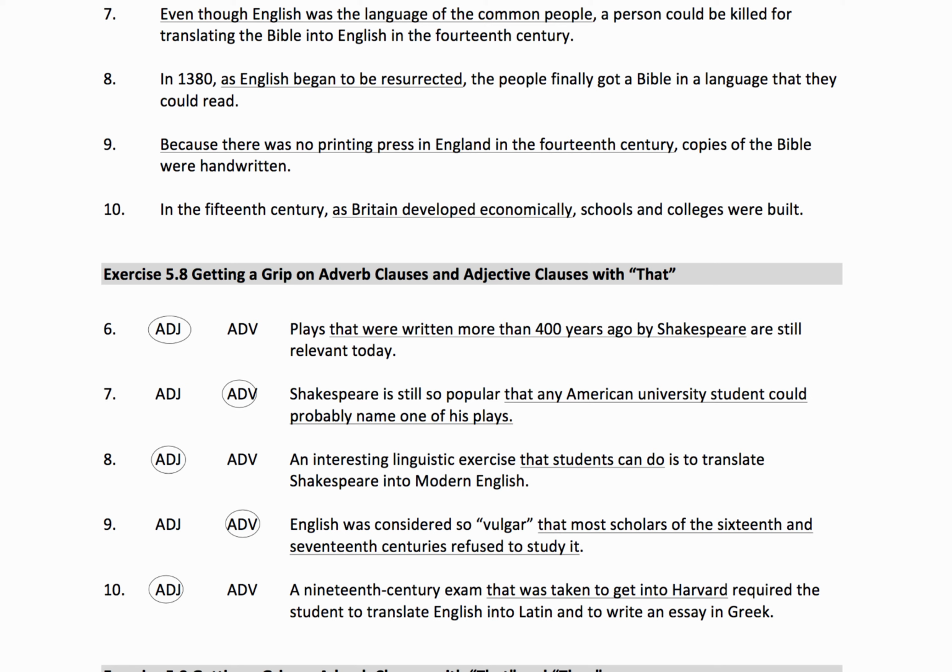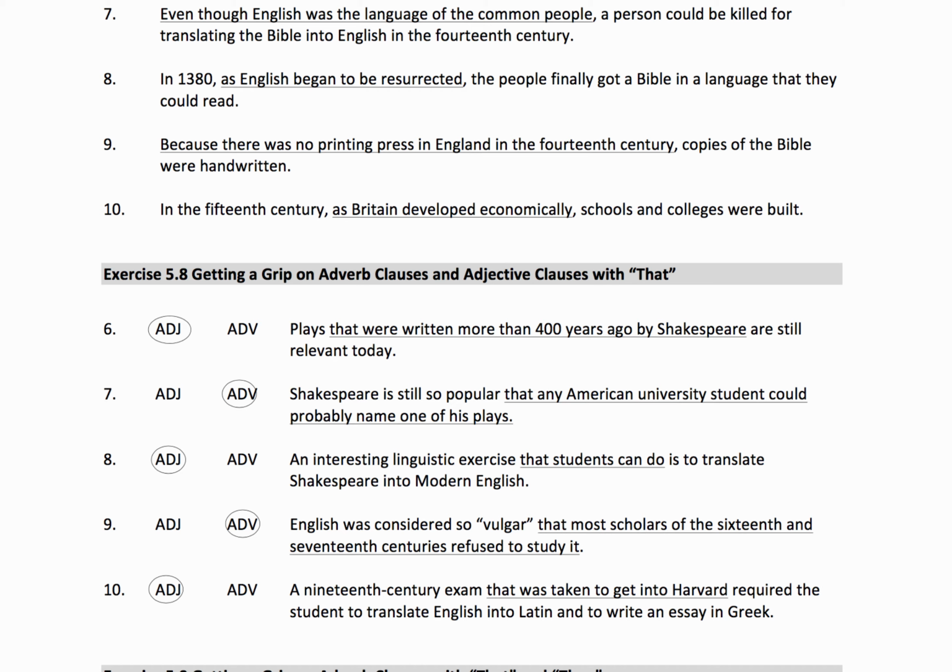In 7, Shakespeare is still so popular that many American university students could probably name one of his plays. So notice that clause here follows an adjective, popular. It is not telling us anything about a noun, right? So that means it's got to be an adverb. It's telling us about an adjective, and from chapter 1, we said adverbs modify adjectives.